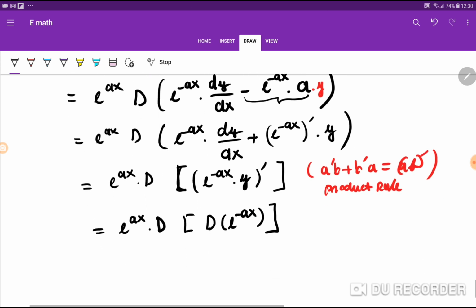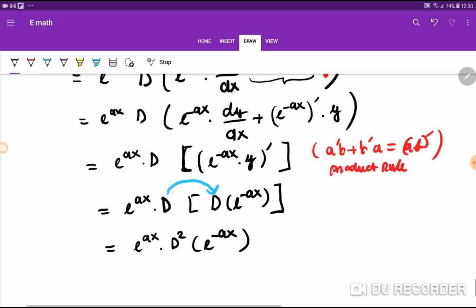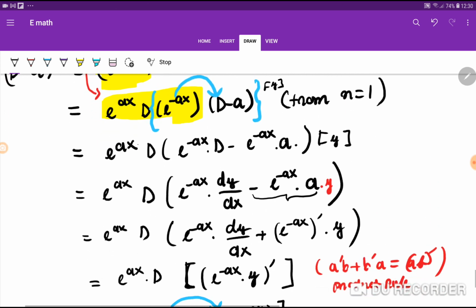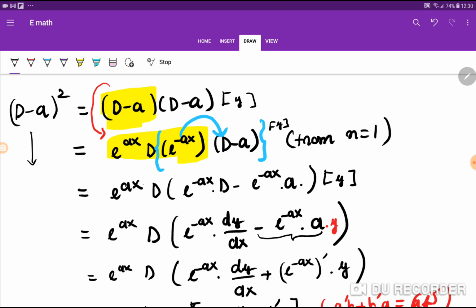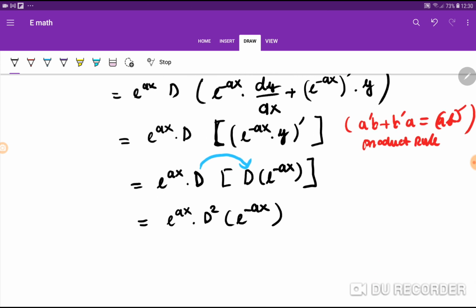Right? And then if you multiply this and this together, you get e to the power ax times d squared e to the power ax. Okay, exactly. So we successfully construct (d minus a) to the power of 2, only using the characteristic we know before, from 1. So we can construct (d minus a) squared without using any further information. You see what I'm saying?